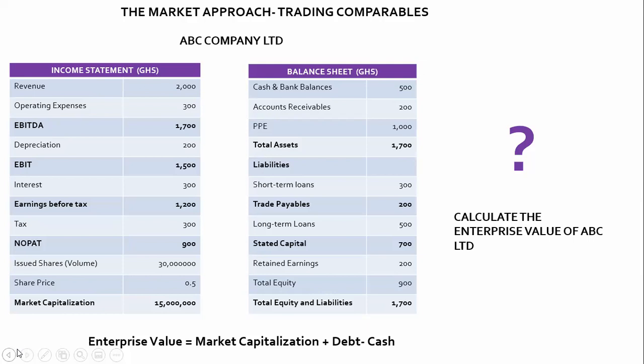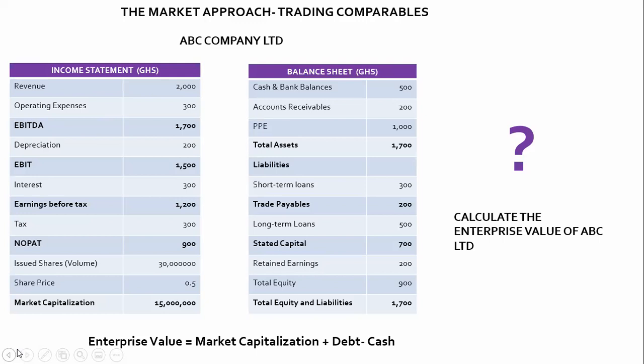Then after that, you determine certain metrics, what we call the maximum, the minimum, the average, the mean, and all of that. You determine all of these metrics out of the main valuations that you have, the main ratios that you have calculated.